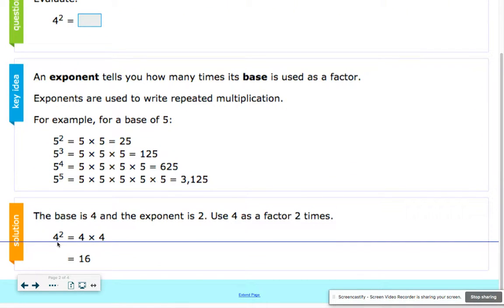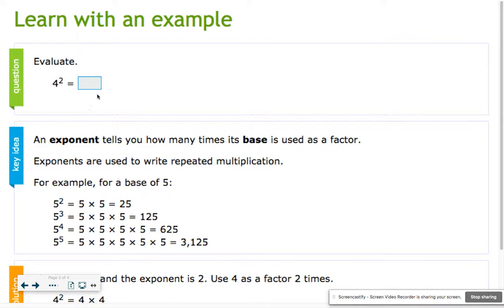So if we're going back to the top here to solve 4 squared, then what we really are doing is, 4 is the base number. That's the number we're going to be multiplying. And the 2 tells us how many times. So 4 times 4, that's 2 times. 4 times 4 is 16. So the answer we were looking for on the very top here to evaluate the expression would be 16.